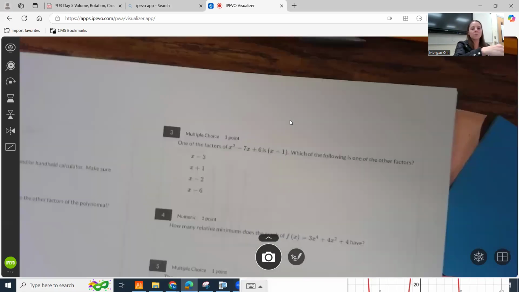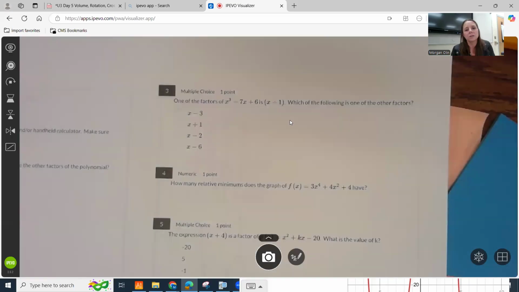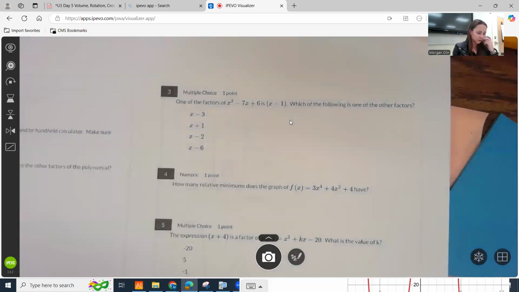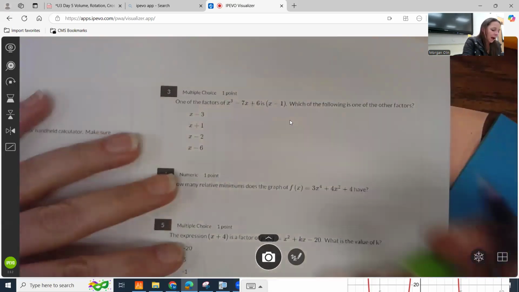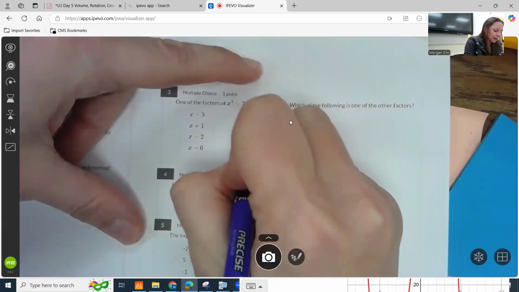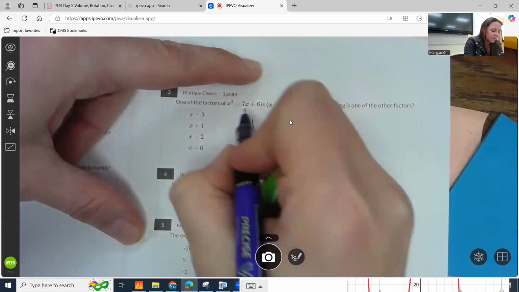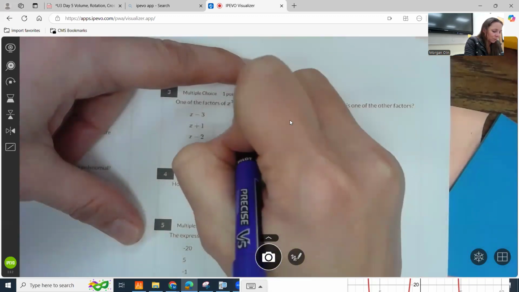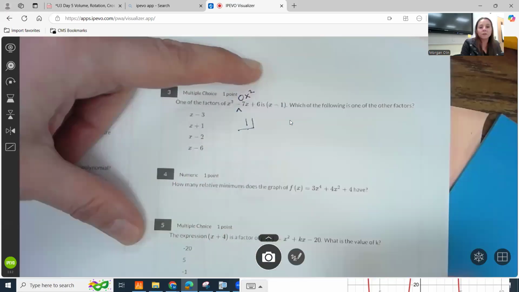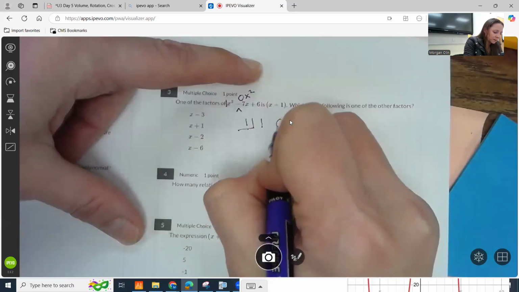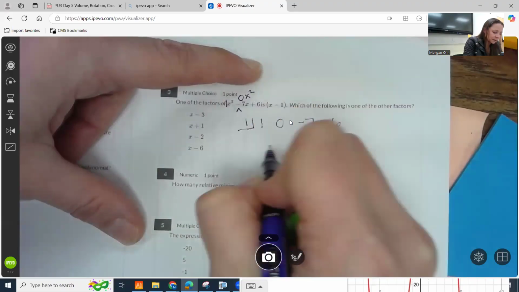All right, so let's look at number 3 up here. One of the factors of this right here is x minus 1. Which of the following is one of the other factors? We can actually just go to Desmos like I did on number 1. I will show you this. Let's do synthetic division so we can recall that. If I have x minus 1, 1 is going in the box. Now here I need a 0 because I'm missing x squared right there. And now we put our coefficients. There's a 1 right there. Then you put 0, -7, and 6.